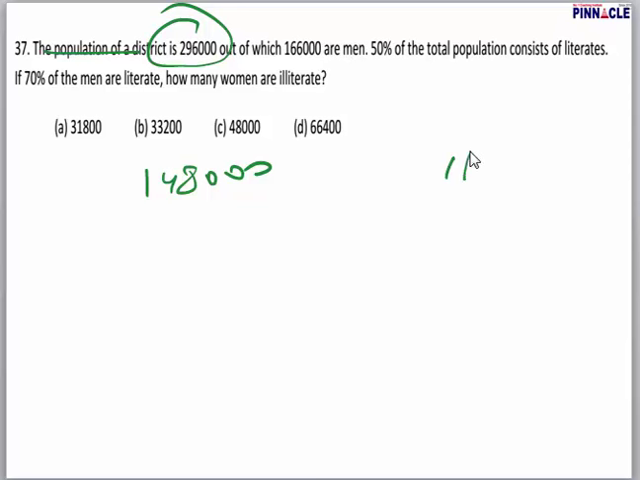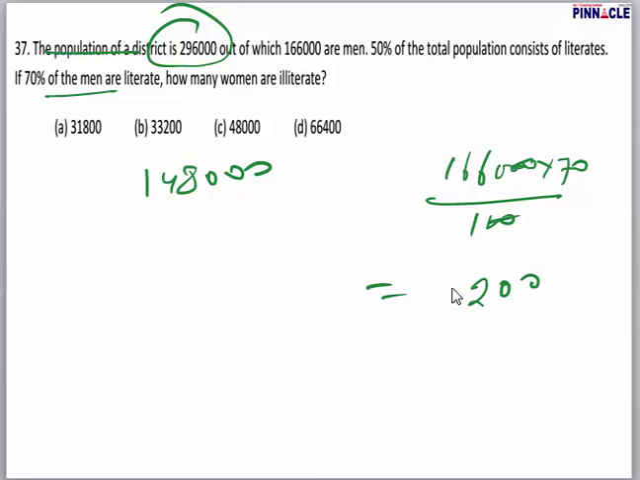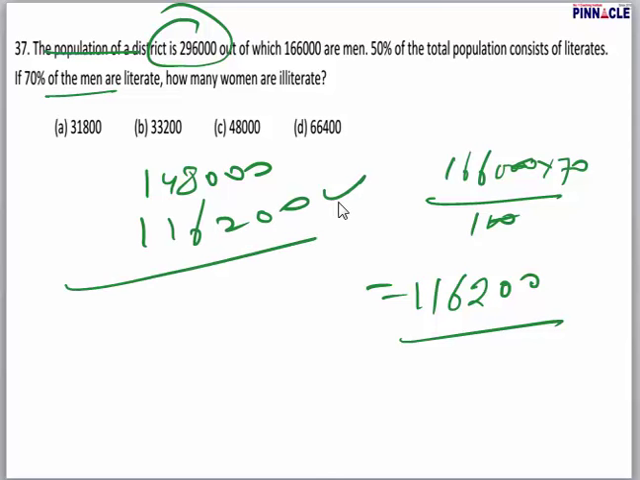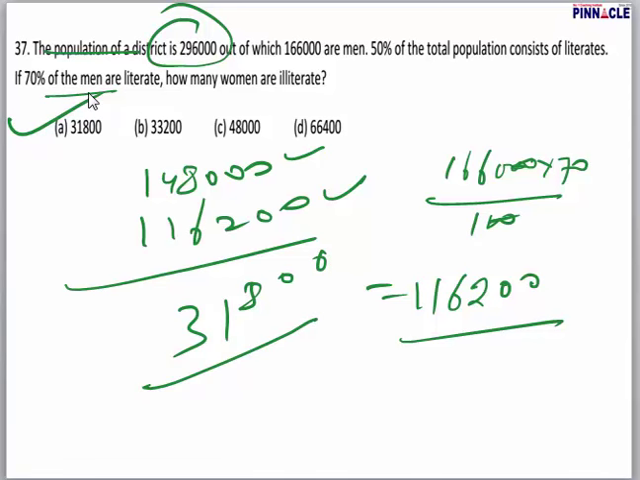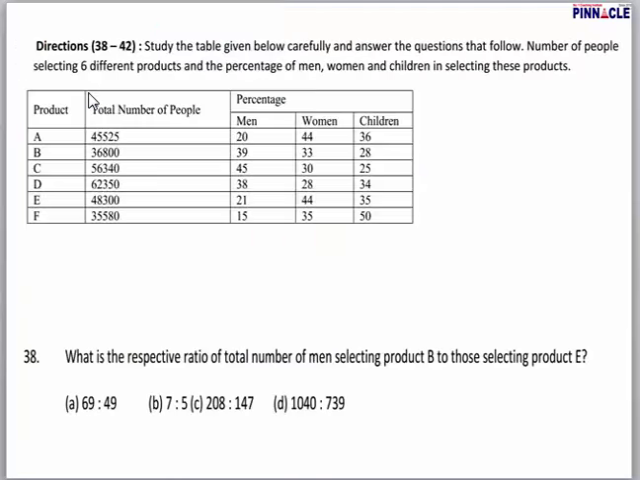Out of which 166,000 are men. It means 166,000 into 70%. Why 70%? Because 70% of the men are literate. It means you will get 116,200 men literate. From the total literate population, you will get the difference as women literate. Answer is A.